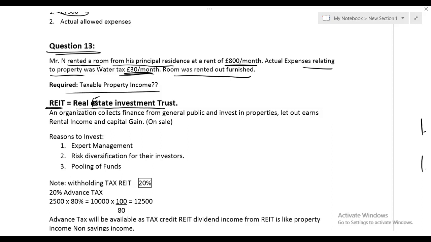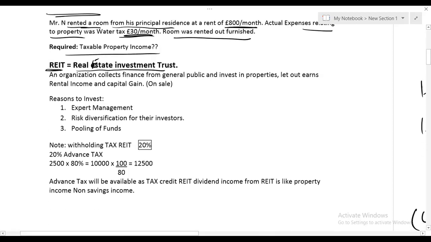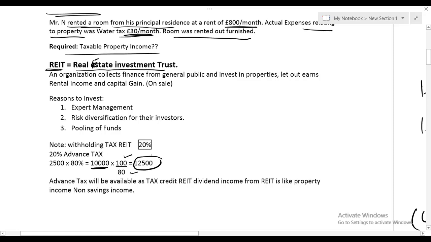So, if I am receiving 80% and I have already paid 20% tax in advance, what to do with that? Let me tell you. Whatever you receive will be 80%, but while solving the question, you have to gross it up. Like, if I have received 10,000, for example, how do I gross up this 10,000? All you need is to multiply it by 100 and divide by 80, and you will get 12,500. So whatever you have received from a real estate investment trust is treated as 80%. How do we gross up? Multiply by 100 and divide by 80.